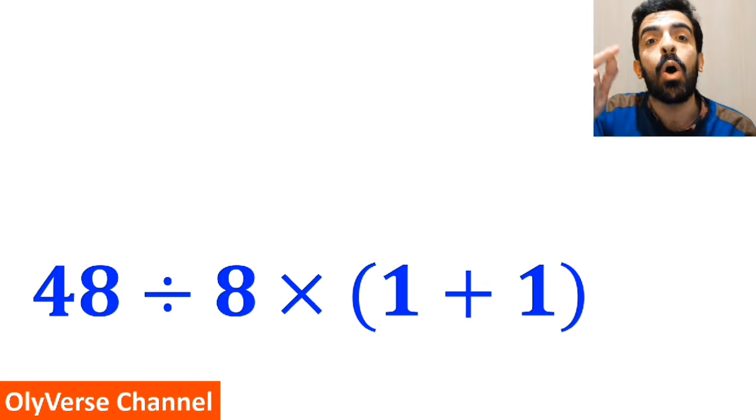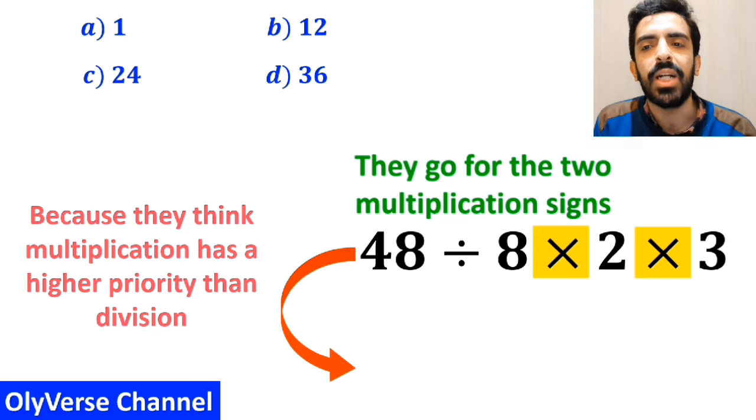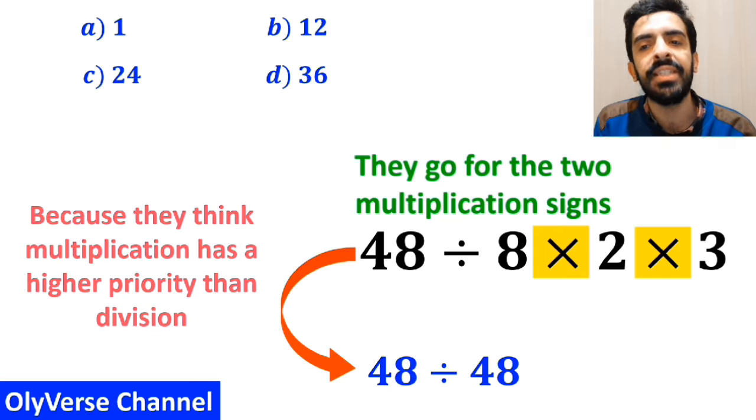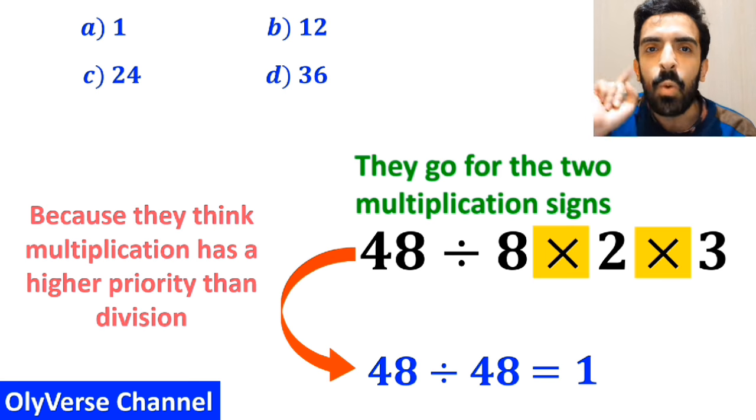Many people when trying to solve this question first go for the expression inside the parentheses because they believe parentheses have a higher priority than the other operations. So, they simplify this expression to 48 divided by 8 times 2 multiplied by 3. And the next step, they go for the two multiplication signs that I've highlighted in yellow, because they think multiplication has a higher priority than division. So, instead of this expression, they write 48 divided by 48, which finally gives them the answer 1.